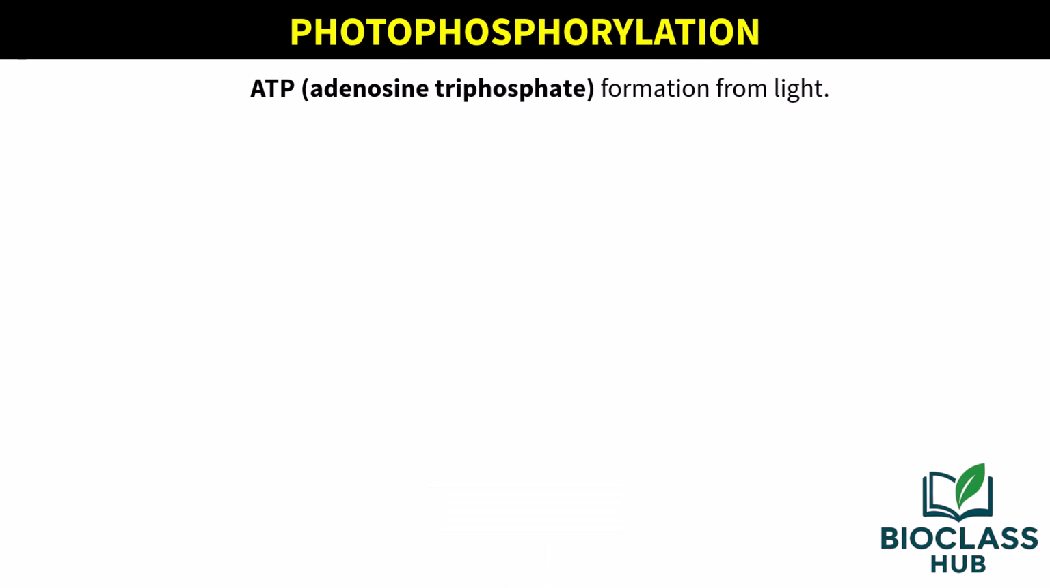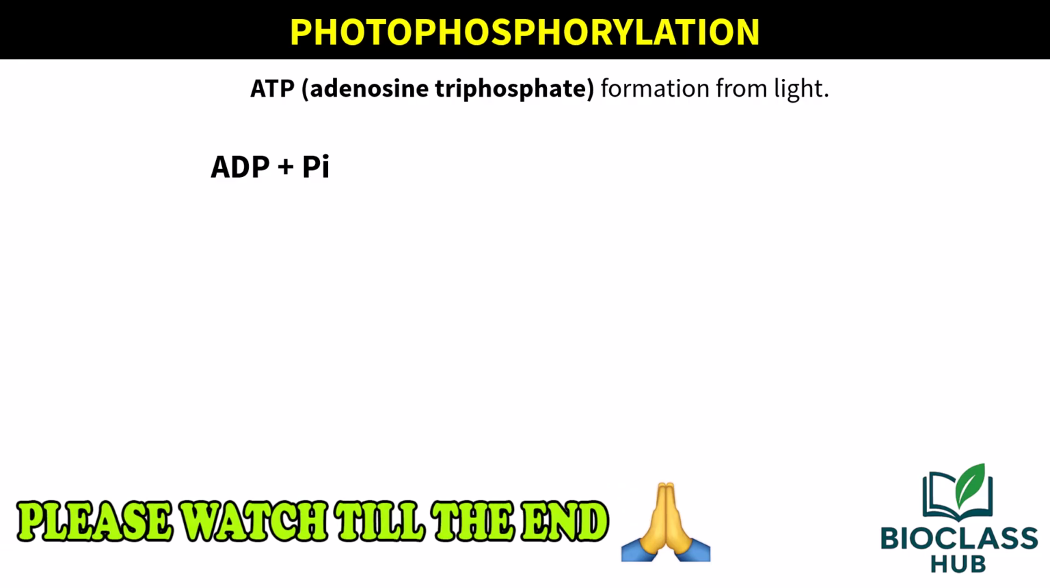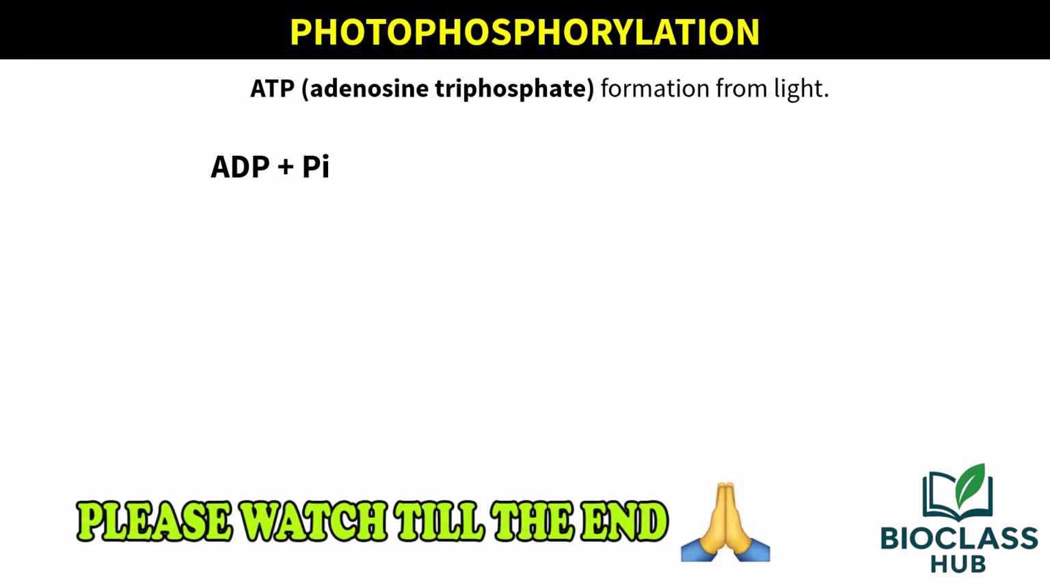Photophosphorylation. This is the process by which ATP, adenosine triphosphate, is formed using energy from light during photosynthesis. It takes place in the chloroplasts, specifically in the thylakoid membranes, and involves the use of light energy to drive the addition of a phosphate group to ADP, adenosine diphosphate.